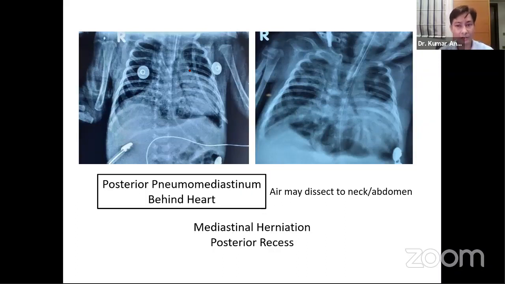And sometimes it is difficult to treat these patients because deciding which side to put a drain is difficult. So sometimes we have to put a drain on both sides of the thorax if it is not clearly visible whether the air is from the right side or from the left side.